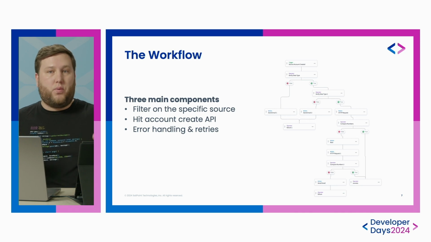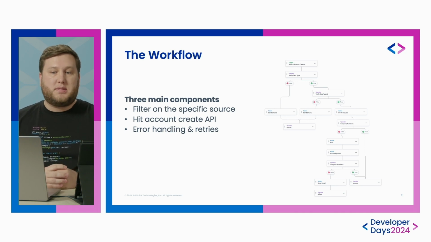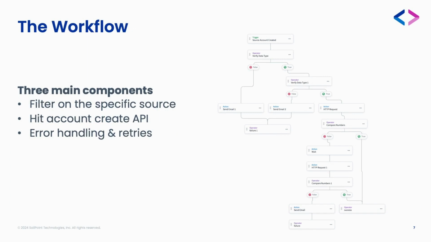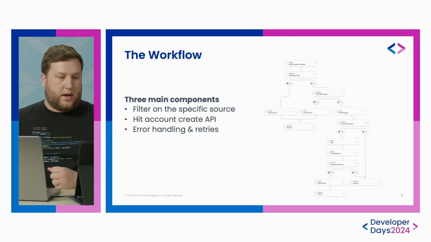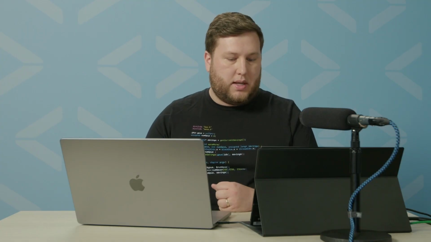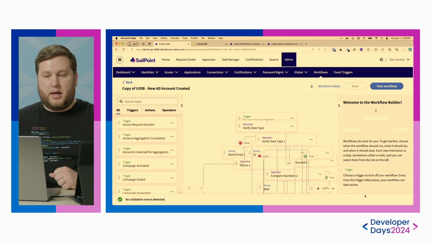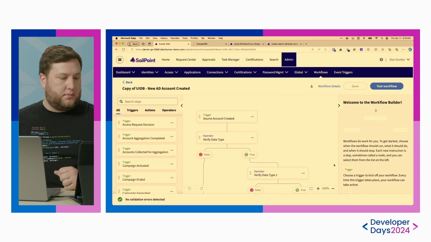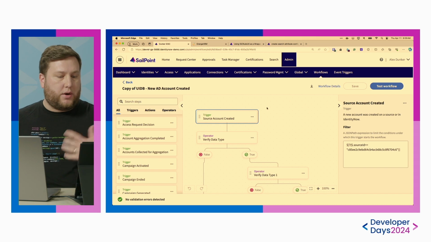And then we have our workflow. So this is going to have three main components. On the right, it looks a little more complex, but we'll dig into that. We're going to make sure we're filtering on the specific sources where we're creating these accounts and these unique usernames. We're going to use the account create API that I spoke about before, and then we're going to have some error handling and retries. So we'll flip over to Identity Now, and we'll pull open our workflows and dig in that too a little bit more and talk about some of the design choices that we can take and we have made. First here, we'll see our trigger.